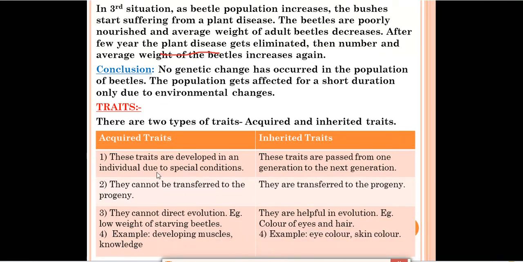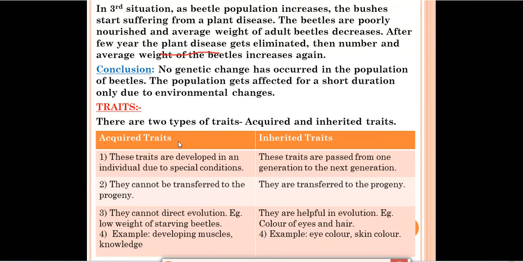Now we'll discuss traits. What are traits? Traits are the characters which are passed on from the parents to their offspring. For example, eye color, skin tone, height of a person, etc. are the traits and the characters which are passed from the parents to the children. So there are two types of traits, acquired traits and inherited traits.